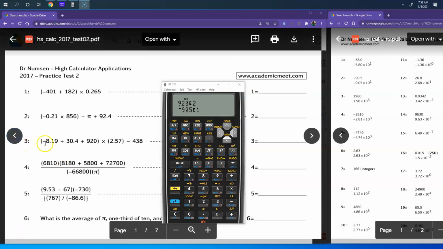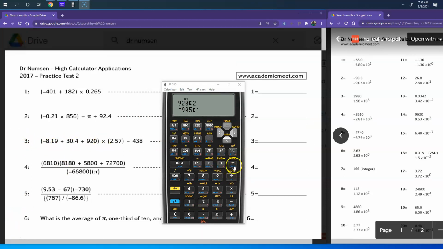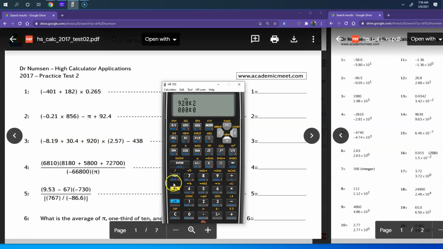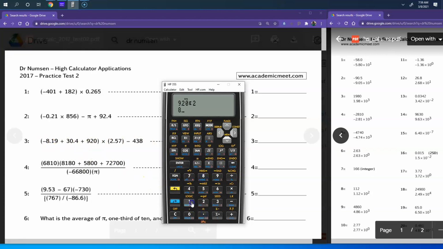So for number 3, we have these 3 numbers that we're adding. First I'm going to clear the memory stack, and I'm going to type in the first one, negative 8.19. Negative is right here. Save it, and then I'm just going to start adding. 30.4, add. And then the next one, which is 920, add.